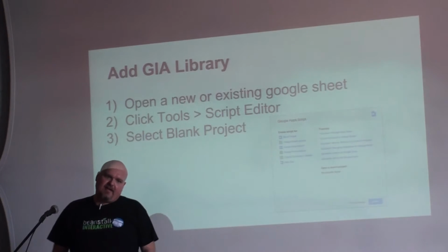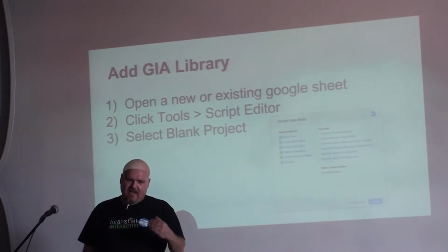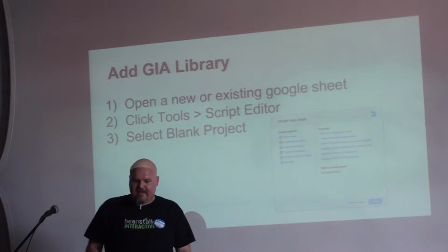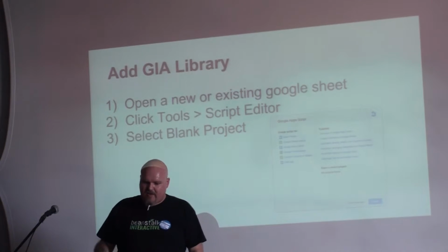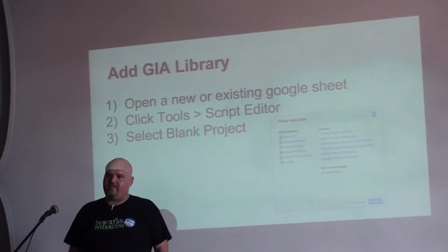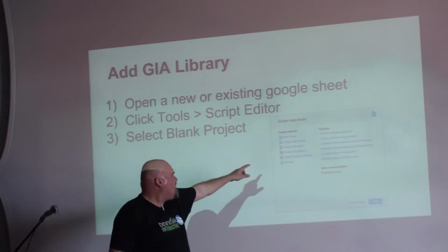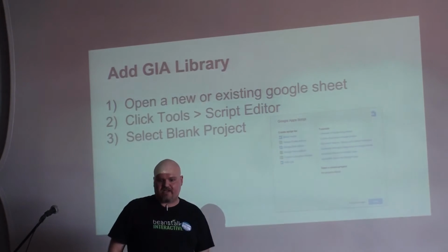So if you'd like to add the library to your system, you open up the spreadsheet and then click on Tools and then Script Editor. It's going to come up with a bunch of options. It shows this block right here. And you'll want to select Blank Project.